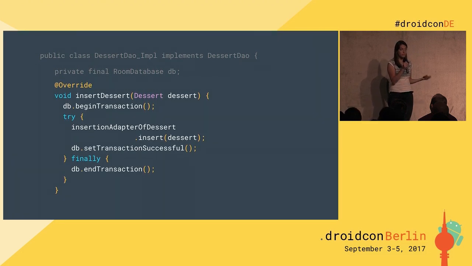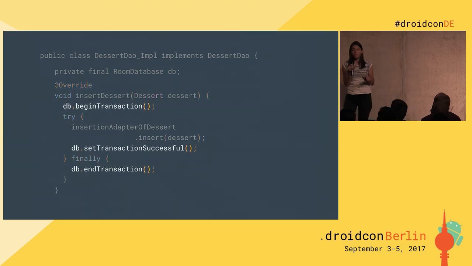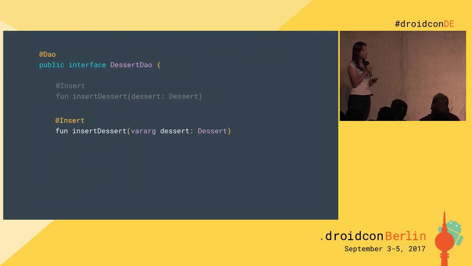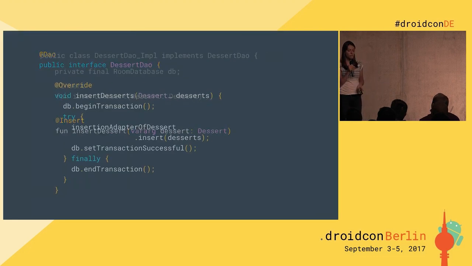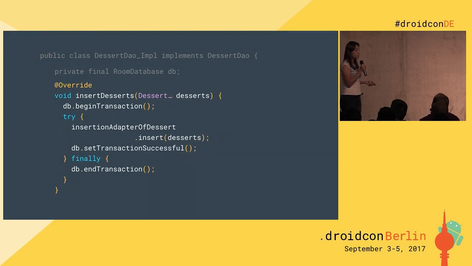So for example, when you want to insert a dessert, it will do begin transaction. It will insert that dessert in the database. It will set transaction successful, and then it will end it. What I really want you to notice here is that Room is the one that handles the transaction for you. So this means that if you want to insert a list of desserts, automatically Room will make sure that this is all happening in one transaction.